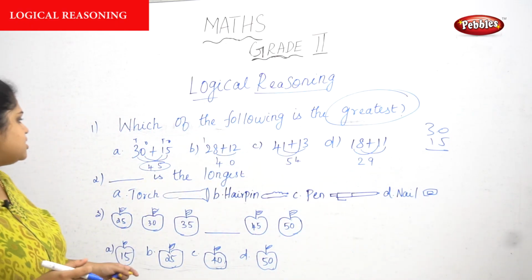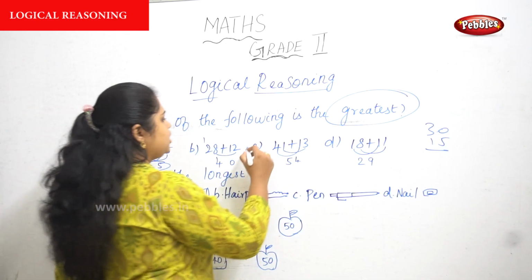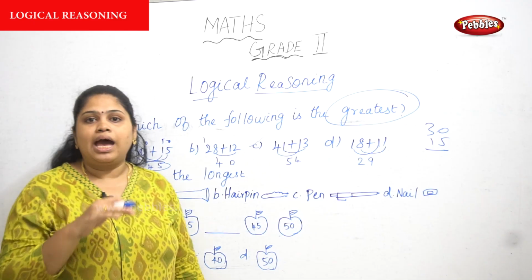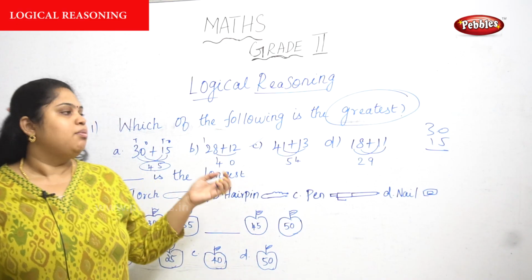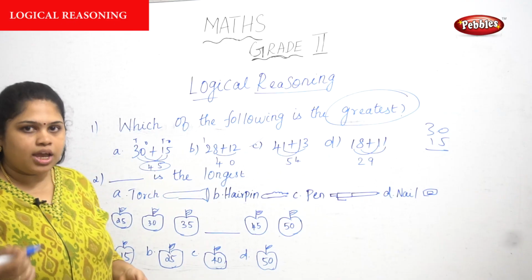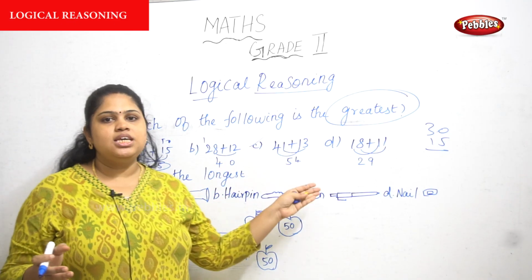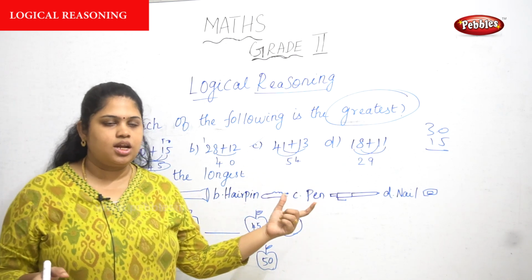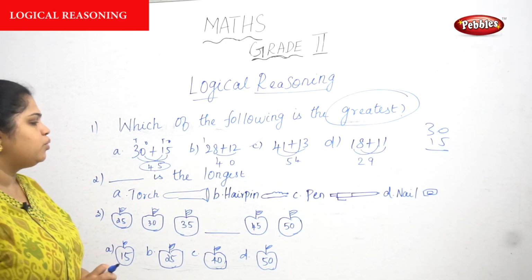Now check the answers, which is the greater? So option C is the greatest. What is the reason we say option C is the greatest? By adding the two-digit numbers in option A, B, C and D, and comparing the final answers, option C is the greatest answer given here, isn't it? So option C is the right answer. Okay, let's move on to question 2.